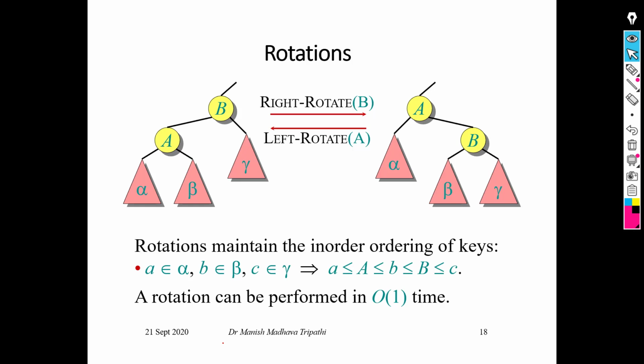So here we can see a situation. B is the parent of A, alpha and beta are the children of A, and the right child of beta is gamma.